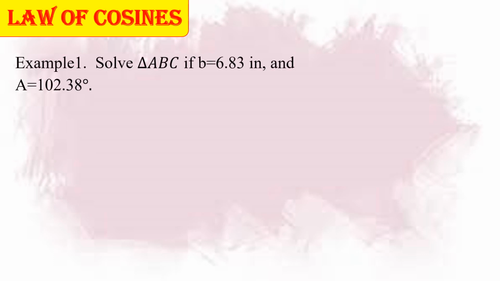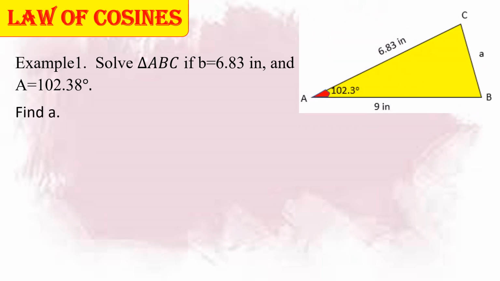Okay, next, let's proceed to this example number 1. Let's solve the triangle ABC if B is equal to 6.83 inches and A is equal to 102.38 degrees. So, we have here this figure. As you can see, in the triangle ABC, the side B measures 6.83 inches, and the angle A is 102.38 degrees. Then the side C is 9 inches.